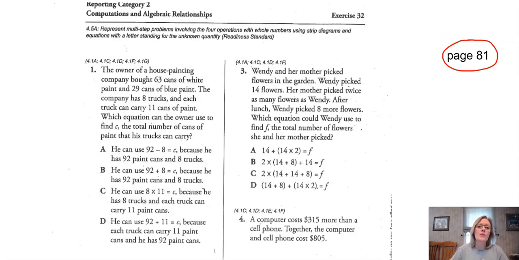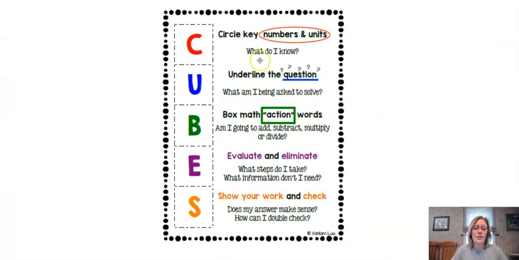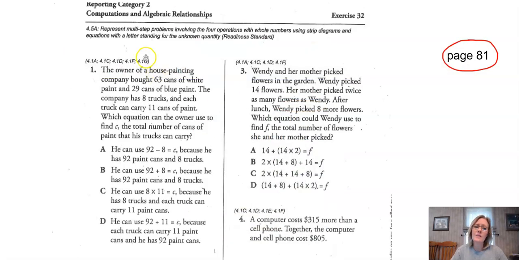Before we begin, I want to remind you that as we're working, we're going to be using our cube strategies, and it's going to be really important to think through these problems because these are multi-step problems. We really have to concentrate on the numbers and units, because sometimes we may not use all of them. What is the question actually asking us? Underline things, and box those math action words. Remember, we want to evaluate, which means think about what we're doing and eliminate any numbers we don't need, and make sure we don't need them. Most importantly, show your work and check. So let's get right in.